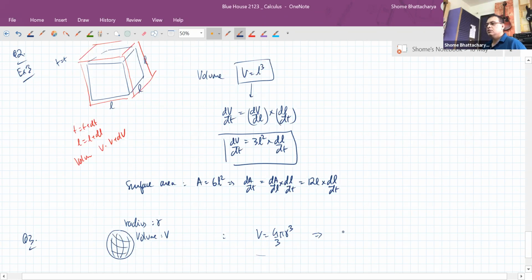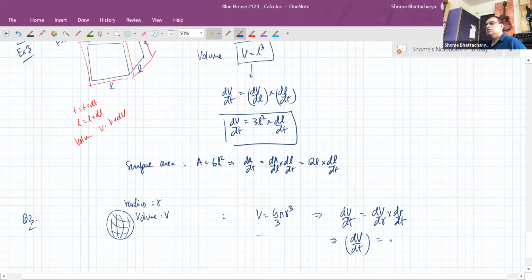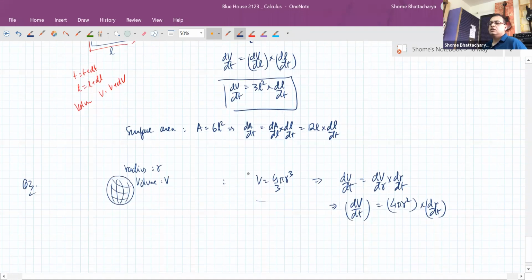So anyway, here, rate of change of volume with respect to time will be this, into dr by dt. The rate at which the volume of the balloon is expanding is equal to, when you differentiate this with respect to r, you'll get 4 pi r square into dr by dt.